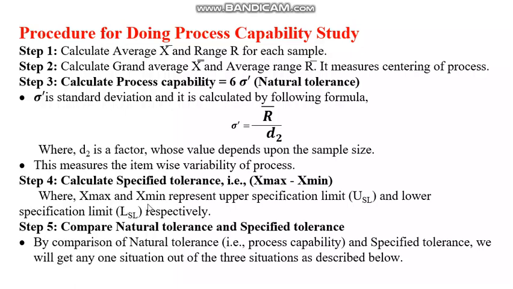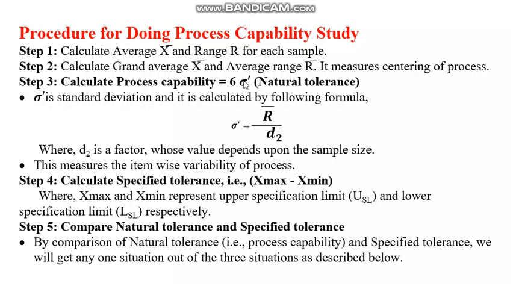X maximum and X minimum represent upper specification limit, with the suffix SL, and lower specification limit, with suffix SL. This is SL, not CL. USL means upper specification limit. UCL means upper control limit. There is a difference here. Don't confuse this and that.